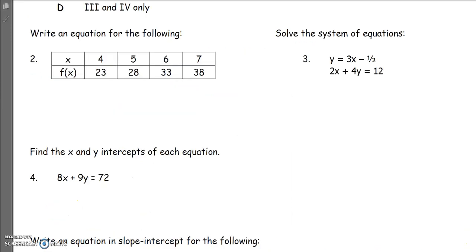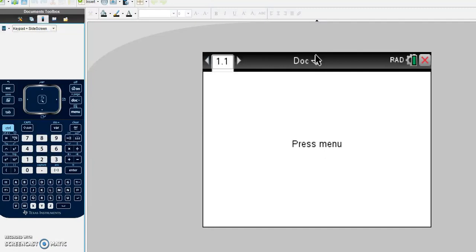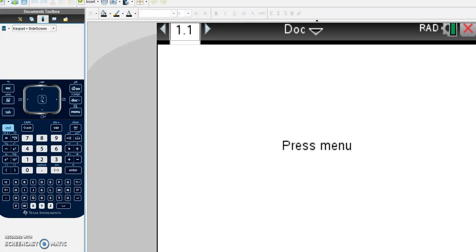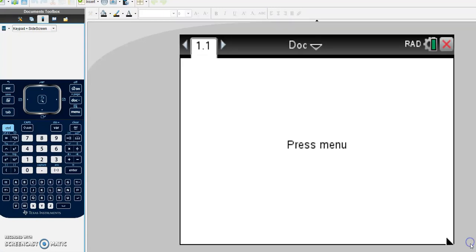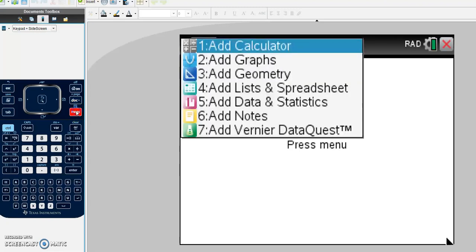Number 2 says, write an equation for the following. And it gives us a data table. So I'm going to pull up our calculator. Sorry guys, let me see if I can make that bigger. Too big. Okay, let's try that. So then on the calculator, I'm going to go to Menu. And then we're going to go to number 4, add a list or a spreadsheet.